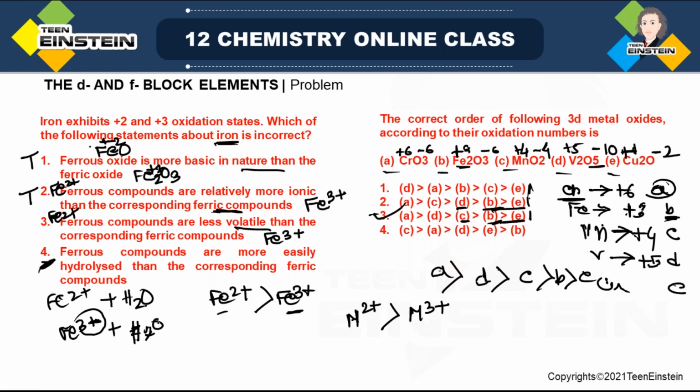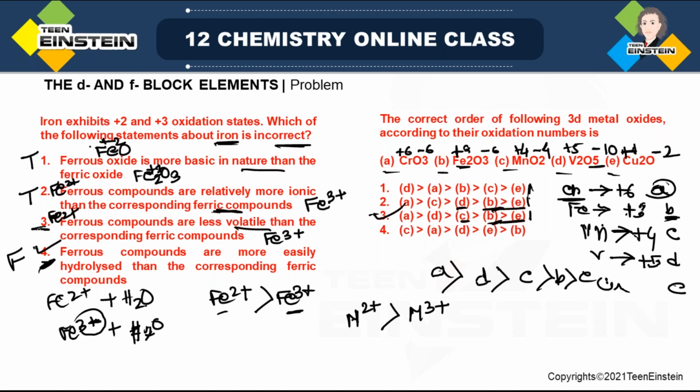But here it is mentioned that ferrous compounds are more easily hydrolyzed than the corresponding ferric compounds, which is actually not correct. The reverse statement will be correct. That means Fe3+ will be easily hydrolyzed because its oxidation state is high, so it is more electron deficient. So this statement is actually false, and we have to find out the false statement. That means this will be the correct option.